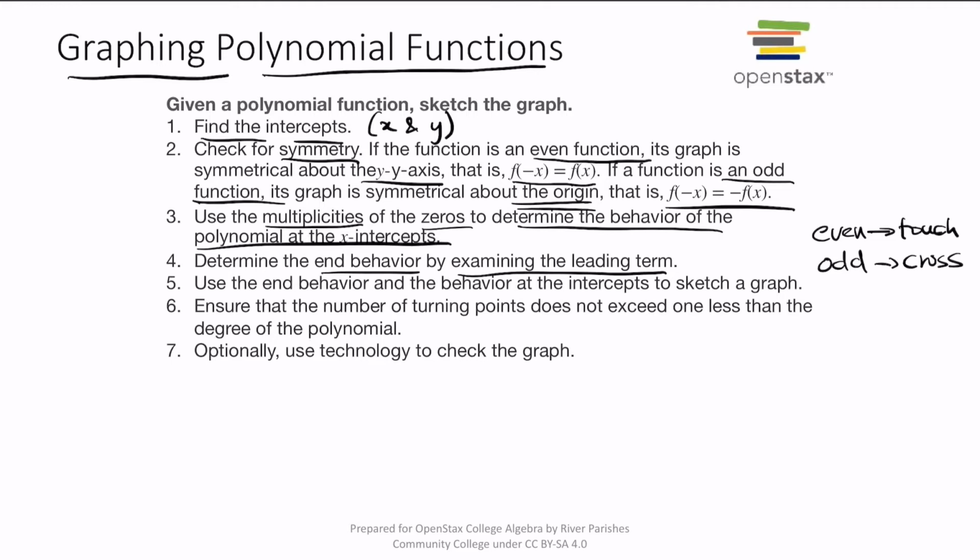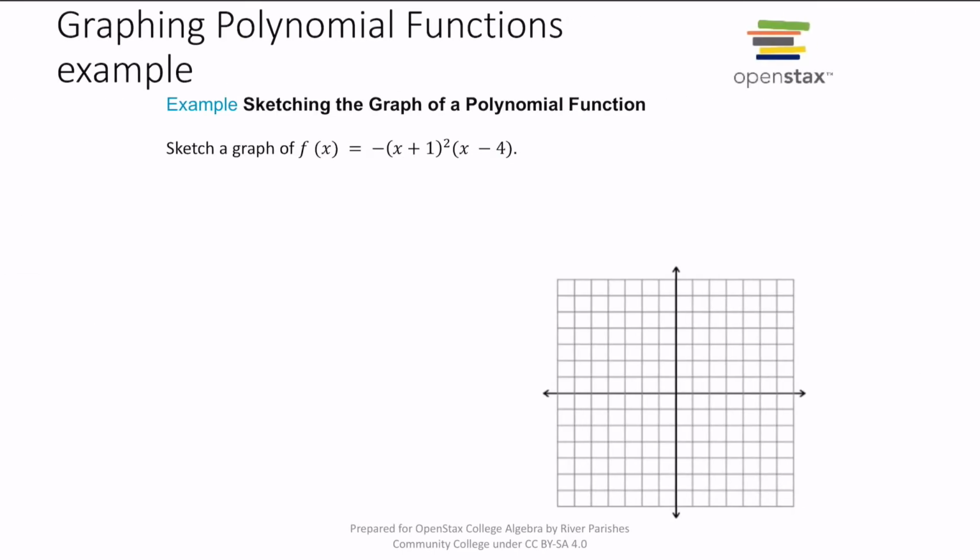Next, we have to ensure that the number of turning points does not exceed one less than the degree of the polynomial. The seventh one is to optionally use technology to check the graph. You can use different sketching calculators online, or graphing calculators, to check whether your result is correct or not. So first things first, let's start with the problem.